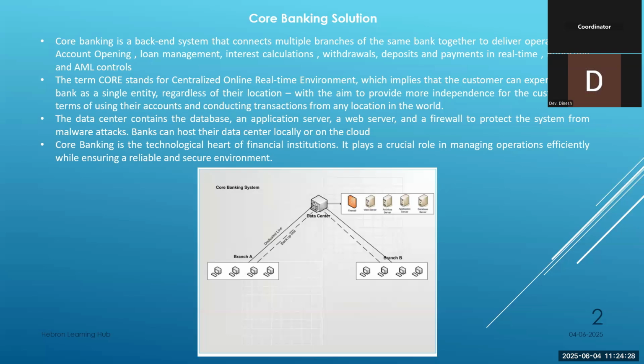Banks can host their data center locally or on the cloud. Core banking is the technological heart of financial institutions. It helps banks manage their operations in a reliable and secure environment. The key ingredient in core banking systems is that it must be reliable.